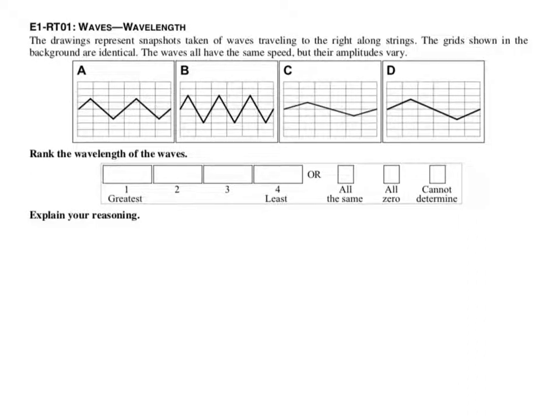Chapter 14, Sample Problem Number 13. The drawings represent snapshots taken of waves traveling to the right along strings. The grids shown in the background are identical. The waves all have the same speed, but their amplitudes vary. So this will be important, maybe. And we are asked to rank the wavelengths of the waves.